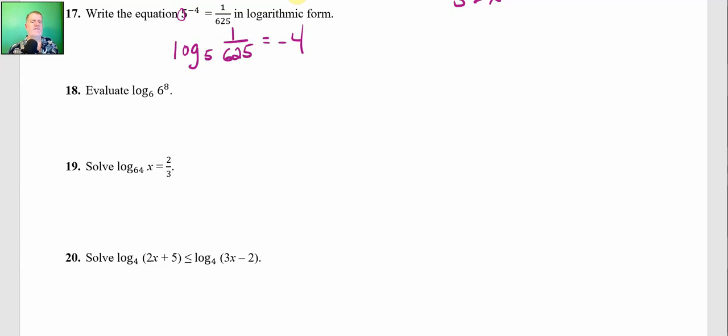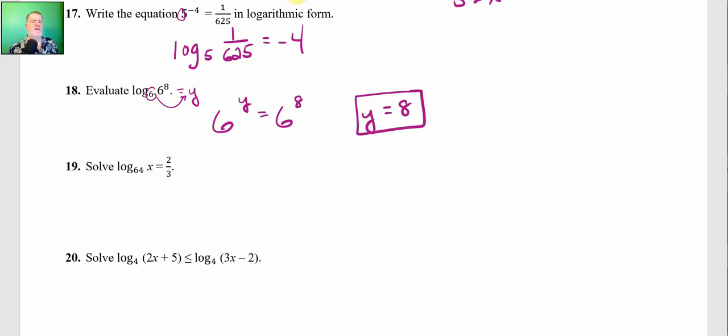All right, now we're going to use that to evaluate. We don't know the answer, so we'll just say y. Let's rewrite it. 6 to the y power equals 6 to the 8 power. Oh, wow. It's like given to you. If your base is the same as that number, keep that in mind for the next half of the chapter.